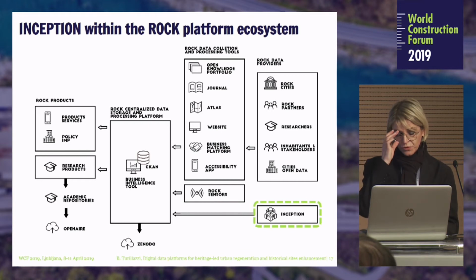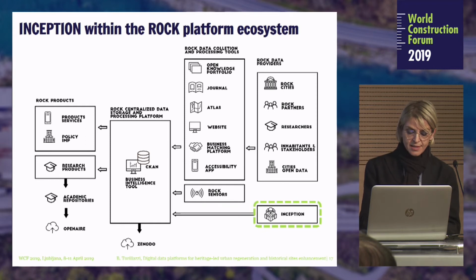The INCEPTION platform is a specific framework of tools, APIs, and methods for the collection, storage, and management of cultural heritage models, data, and semantic information. The ROCK platform ecosystem is a scalable and interoperable ecosystem made of various components, and as such, it can collect and elaborate multiple data sources and data types, including the one from INCEPTION.